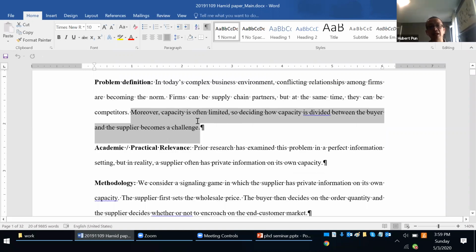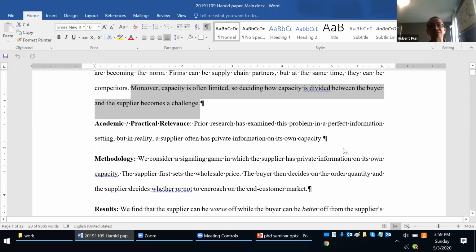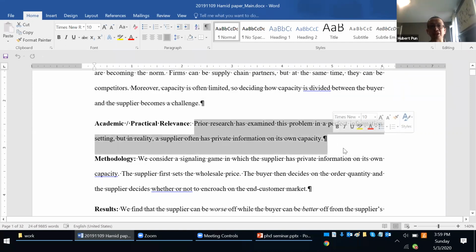The second one is what your contribution to the literature is from a theoretical perspective. Remember that my paper has 3 different features. The third feature is asymmetrical information. There are other papers that have done the first 2 features, supplier encroachment and capacity constraint, but those papers do not consider asymmetrical information. So here I highlight that from a theoretical contribution perspective, our paper contributes on asymmetrical information.